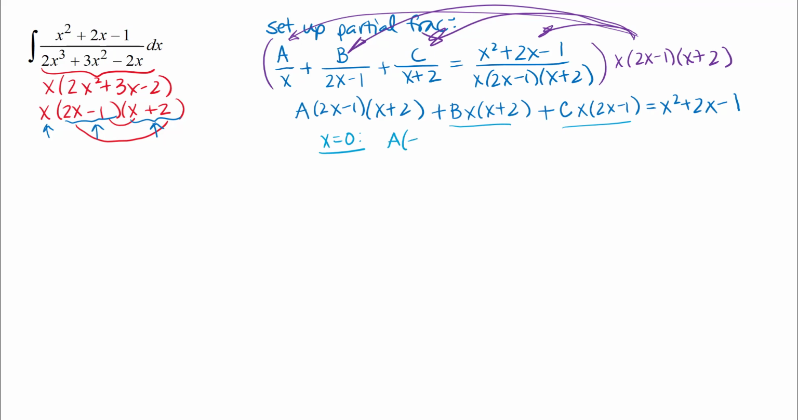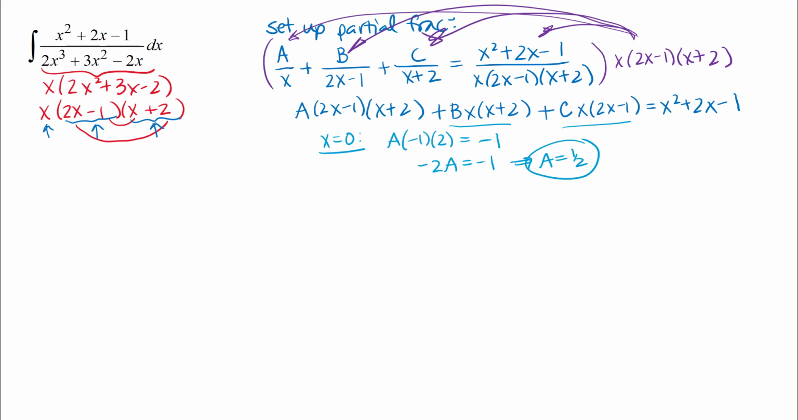So that first factor will be -1, the second factor will be 2, and then on the right side of the equation I'll have 0 squared plus 2 times 0 minus 1. So that equation becomes -2a equals -1, or a equals 1/2. Alright, so there's my a value.